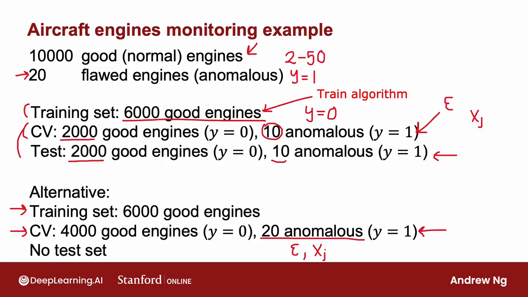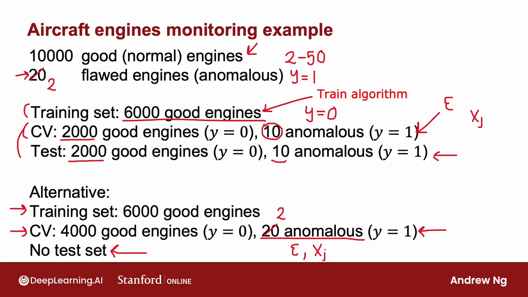If you have very, very few flawed engines, so if you had only 2 flawed engines, then this really makes sense to put all of that in the cross-validation set, and you just don't have enough data to create a totally separate test set that is distinct from your cross-validation set. The downside of this alternative here is that after you've tuned your algorithm, you don't have a fair way to tell how well this will actually do on future examples because you don't have a test set. But when your data set is small, especially when the number of anomalies you have in your data set is small, this might be the best alternative you have.